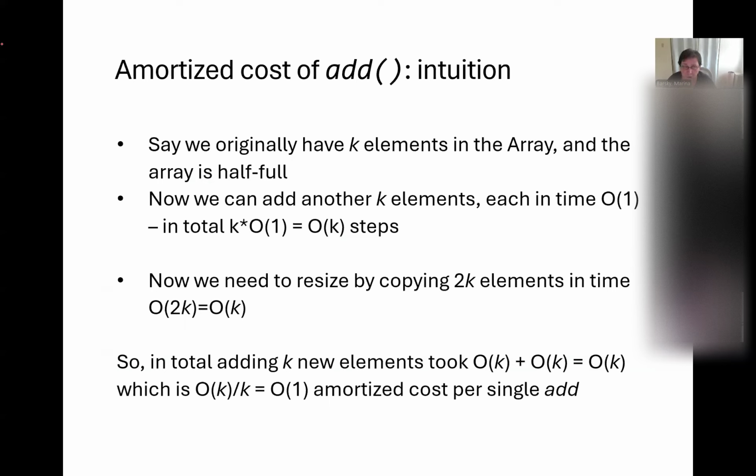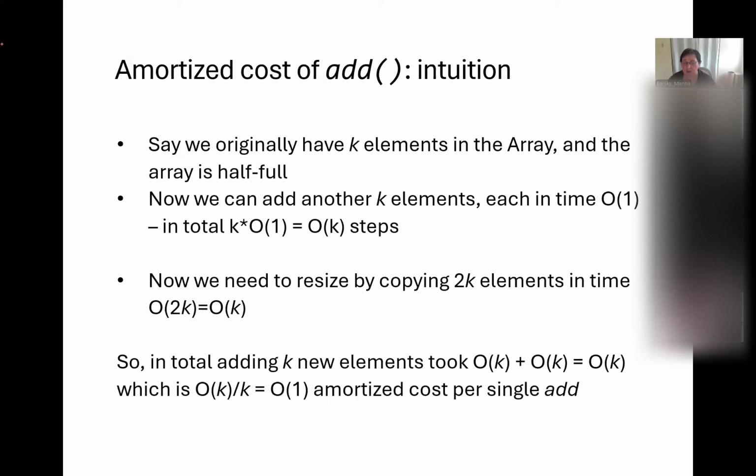That's the intuition. Say we originally have k elements in the array, and the array is half full. K elements and it's half full. Then that means I can add another k elements, and each addition will take time O(1) because half k spots are still free. So in total, I will have k steps per k elements.